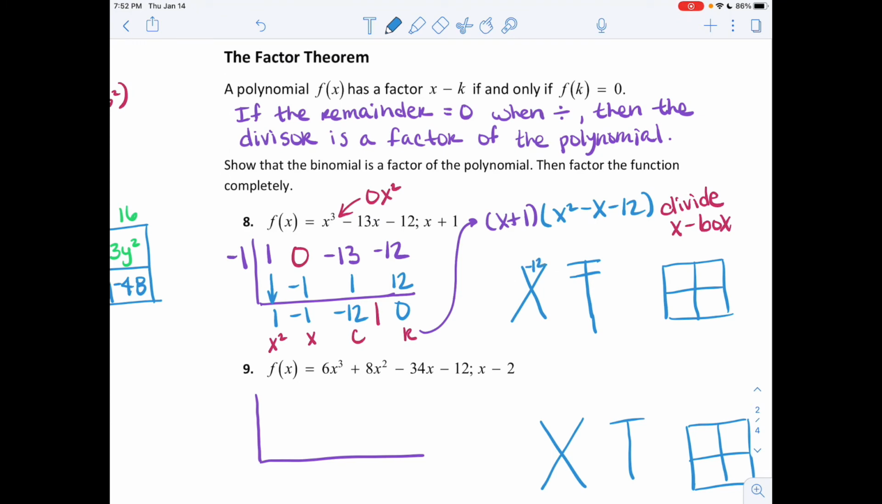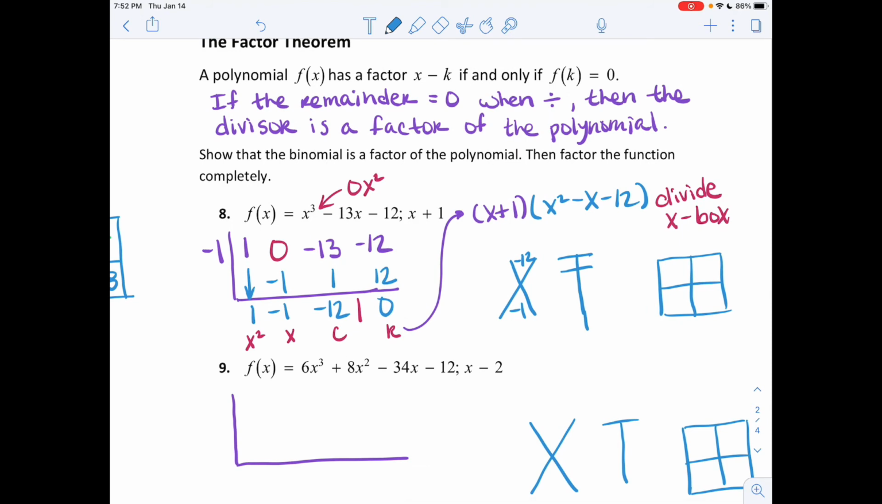Negative 12 and negative 1. And then I need to find factors of negative 12 that add to be a negative 1. So that means that my biggest one must be a negative. So I'll start with 1 and negative 12. 2, negative 6. 3, negative 4. And the ones that are going to add to be negative 1, well, that's going to be the 3 and the negative 4.